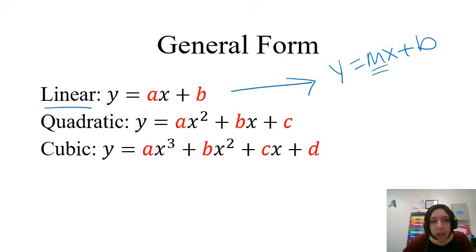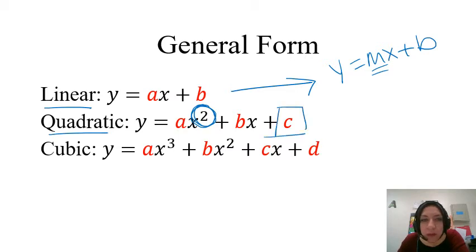And quadratic is denoted, and you know it's a quadratic function when you have a squared inside the equation. And so the general form is y is equal to ax squared plus bx plus c, where c is your constant here in the quadratic formula, and your constant here is b.